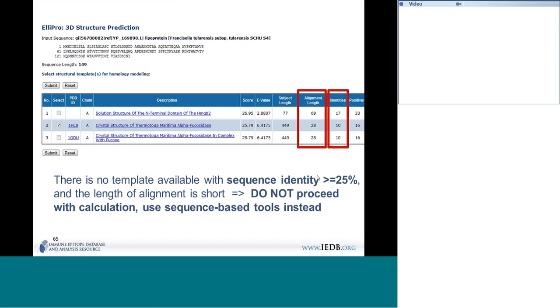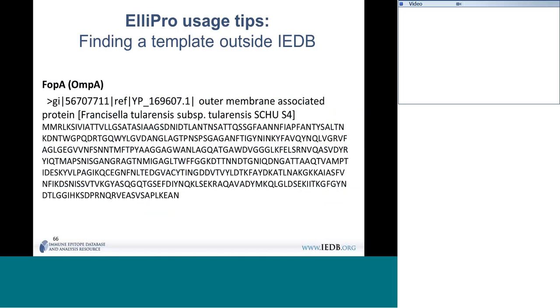So in that case, we suggest not to proceed with the calculation, because what you will have in the end won't help you. Use sequence-based tools instead. Another example: if again our tool doesn't give you a template for some reason, you can try to find a template outside IEDB.